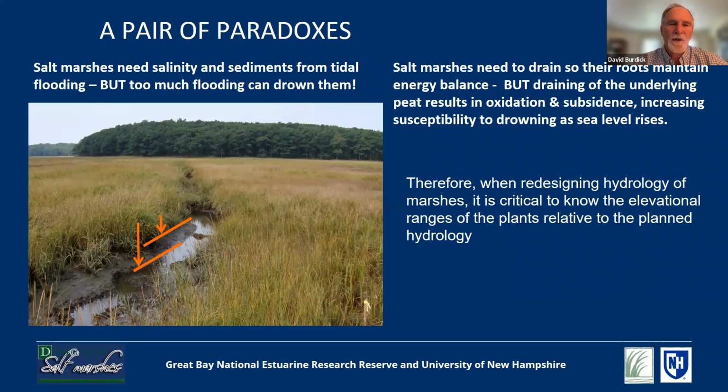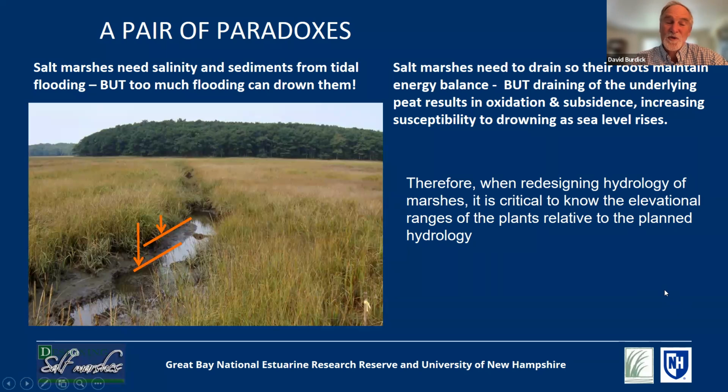So in the broader marsh, there's a pair of paradoxes that we have to recognize, and that is all marshes need to be flooded, and they need to be flooded with salt water that contains suspended sediments, and then they can filter those sediments out and grow, and they won't be attacked too much by invasive species if they're salty, and they'll grow well. But too much flooding can drown them, and so they have to drain.